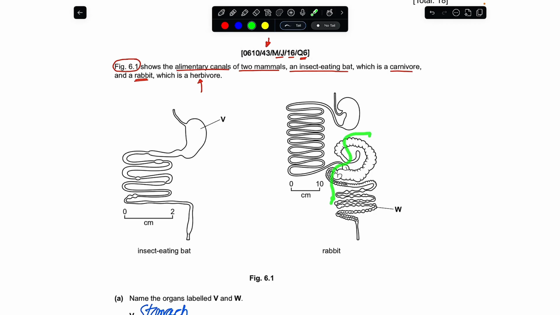Here, this part in the case of the rabbit is the large intestine, inclusive of the cecum, colon, and rectum. And finally, here we would come toward the end of the alimentary canal, that would be the anus.